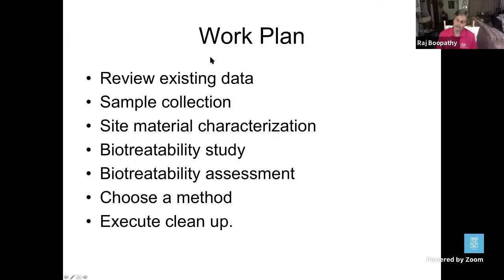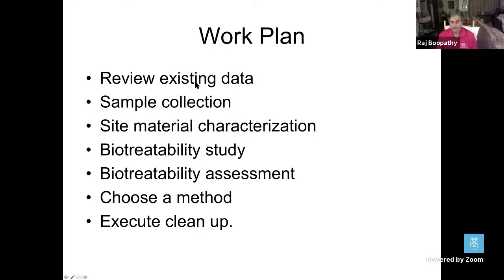We did a very extensive physical chemical analysis of the site, collected samples, brought them to the lab, and characterized them. We did a small biotreatability study, and then we did a bioremediation study, and then we recommended one method. So this is what any bioremediation company does when they do the cleanup.